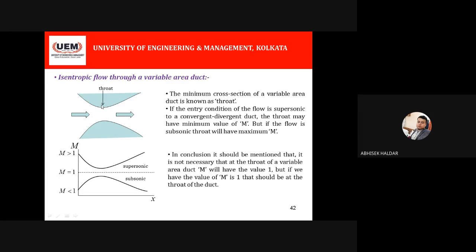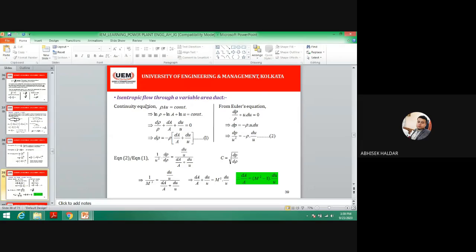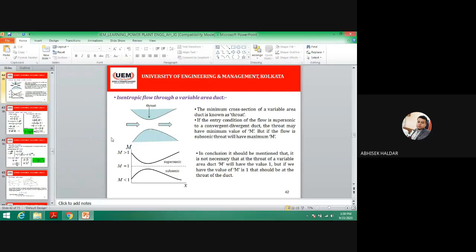If I say the Mach number is 1 for a convergent divergent duct, where will that occur? That will surely occur at the throat. But the opposite is not true. If I say that at the throat the Mach number is always equal to 1, no, that is not true. It may be 1, it may not be 1. But if the Mach number equals 1, that will be at the throat. Is that clear? That's why I told these things repeatedly.